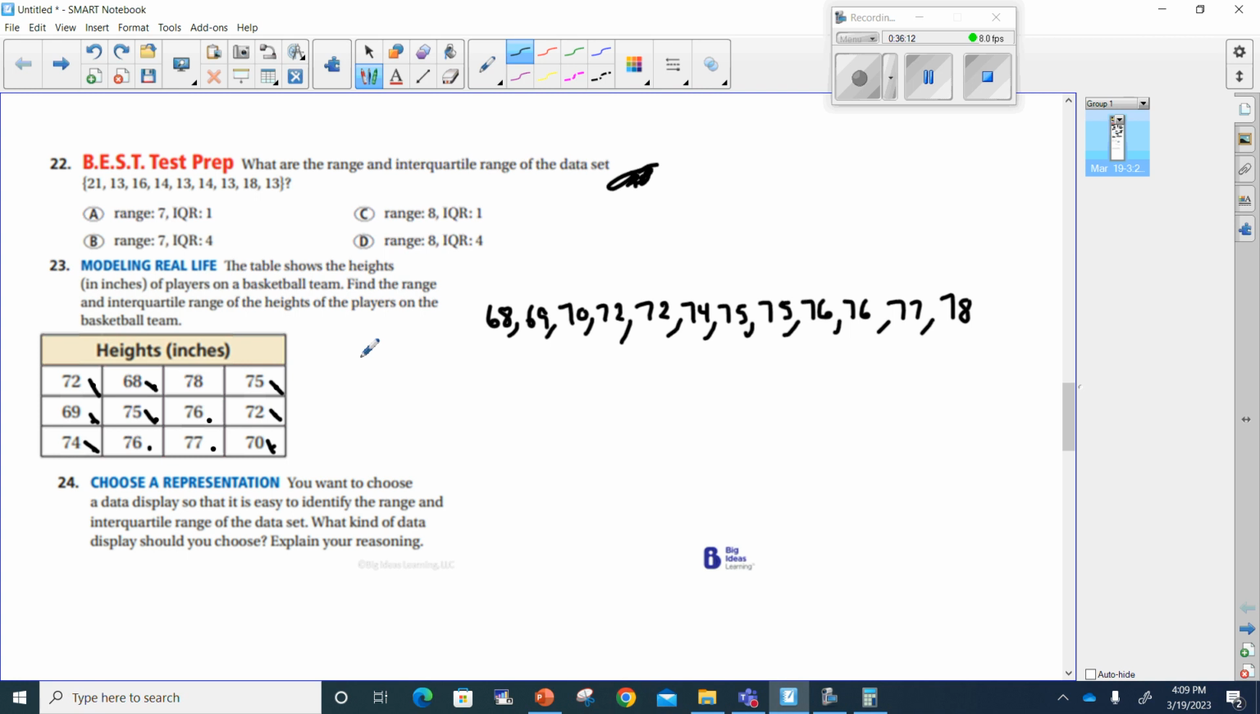All right, let's find, it says that range, the range is the biggest number, 78. And we're going to minus 68, and that leaves us 10. So the range is 10.